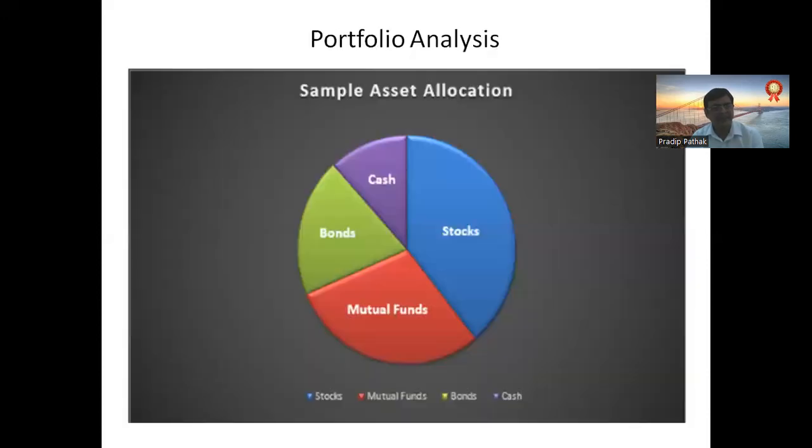Let us move ahead. This could be a sample asset allocation. So suppose you have 10,000 rupees. As you can see, these are some of the options available to an individual.